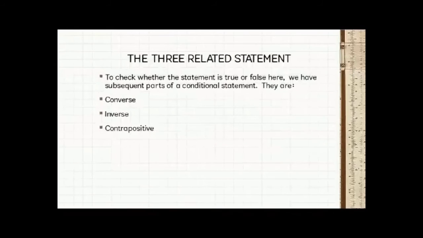There are three related statements in order to check whether the statement is true or false. We have subsequent parts of a conditional statement, and those are the converse, inverse, and contrapositive statement. So let's take step by step in each part.